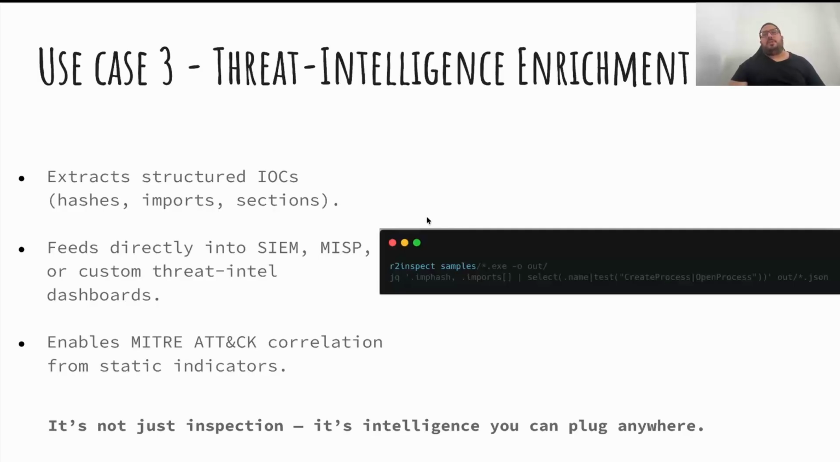Another thing that you can use, as a final example, is use case 3, called threat intelligence enrichment. So basically, you can extract structured indicators of compromise like hashes, imports, sections, and then feed this information directly into a SIEM, into a MISP, or into a custom threat intel dashboard. And also you can do crazy things like enable MITRE ATT&CK techniques correlation from static indicators. So this is not just inspection, it's intelligence that you can plug anywhere.